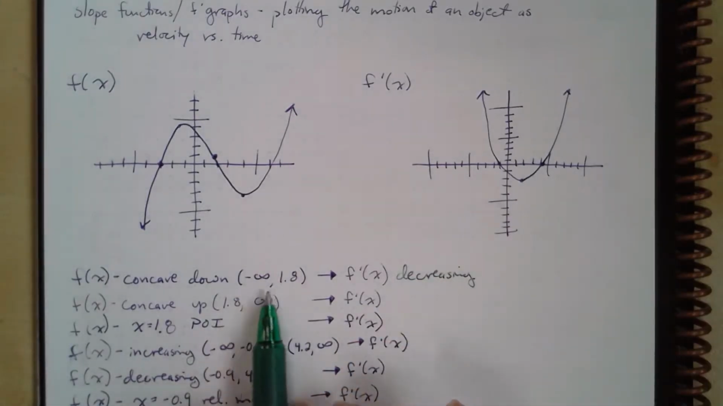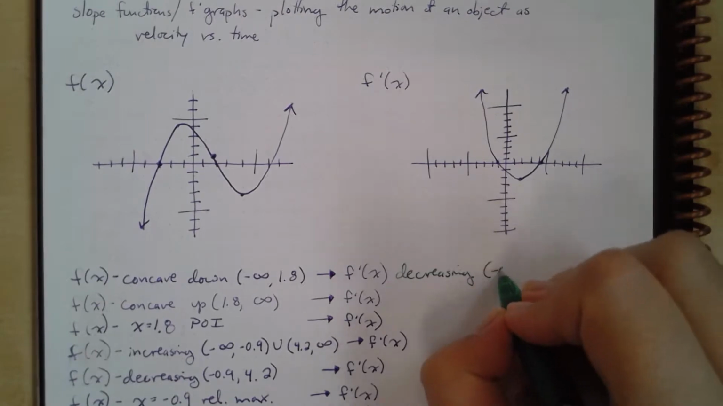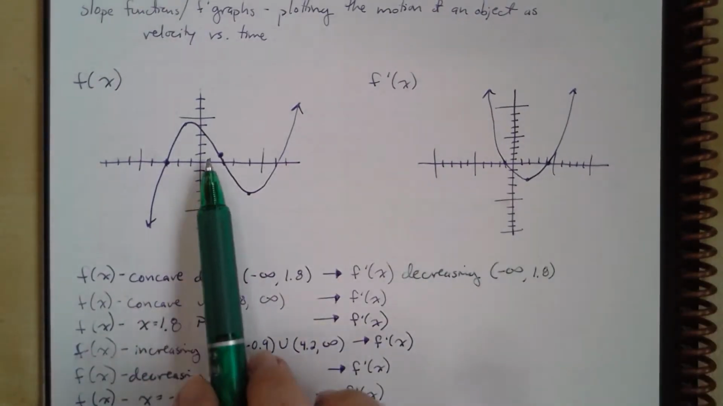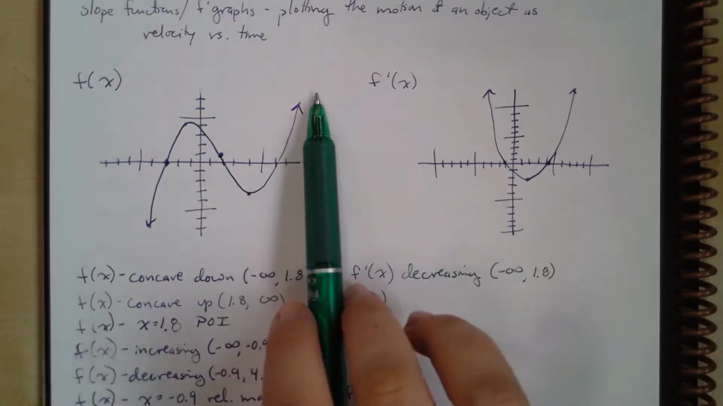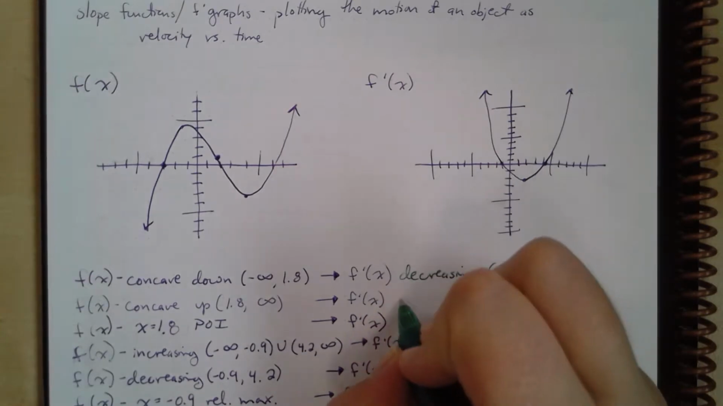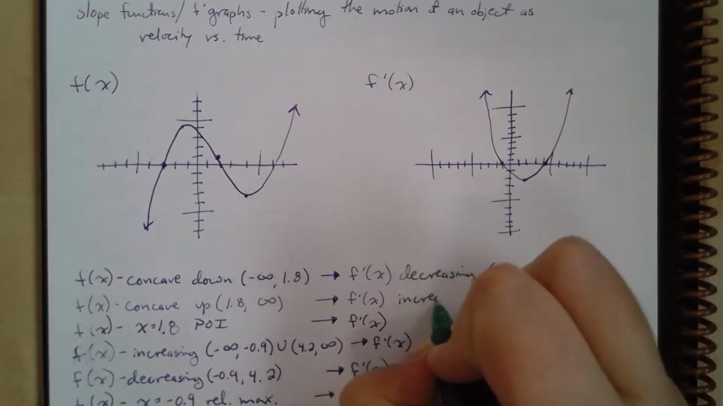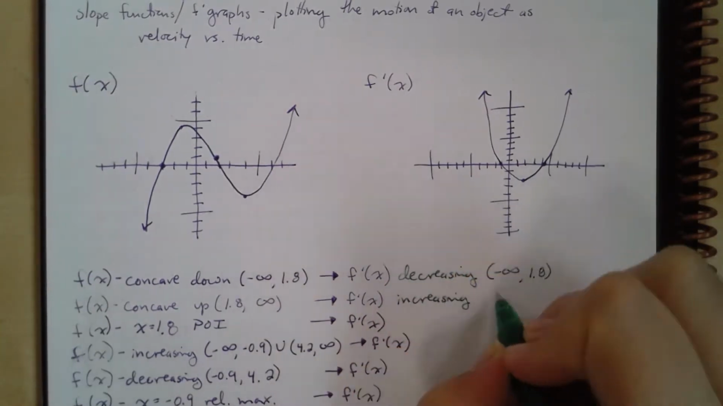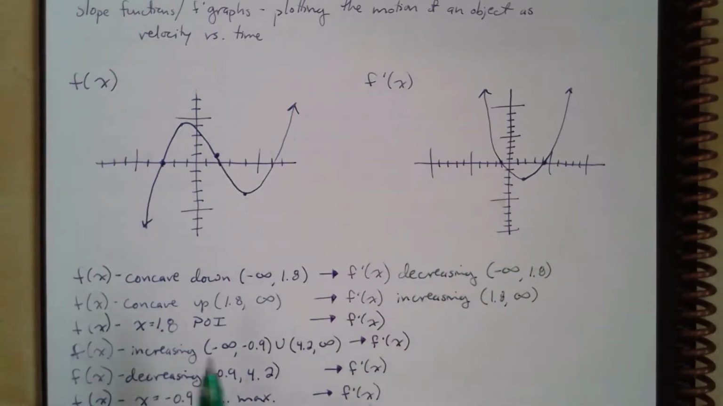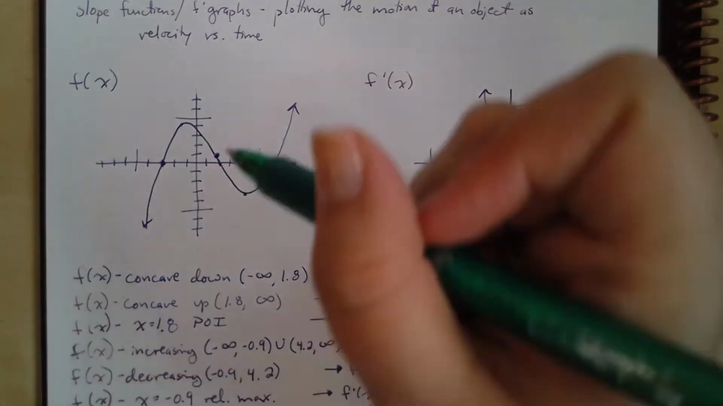And I'm not going to put in that the points are the same. Well, I guess I can. From negative infinity to 1.8. And it's concave up from 1.8 to infinity. And we can see from 1.8 to infinity, this f prime of x is increasing. At x equals 1.8, we have a point of inflection.